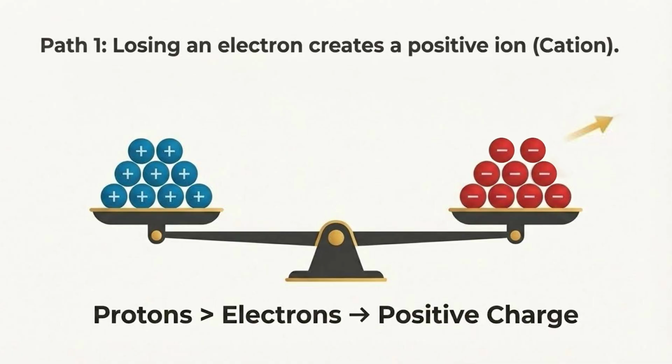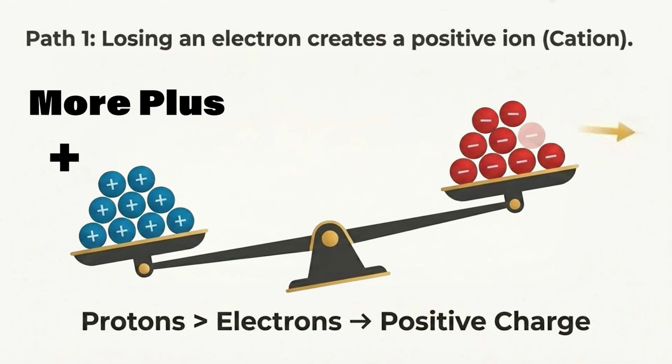If an atom loses electrons, it becomes positively charged. This happens because it now has more protons plus than electrons minus. This specific type of ion is called a cation.